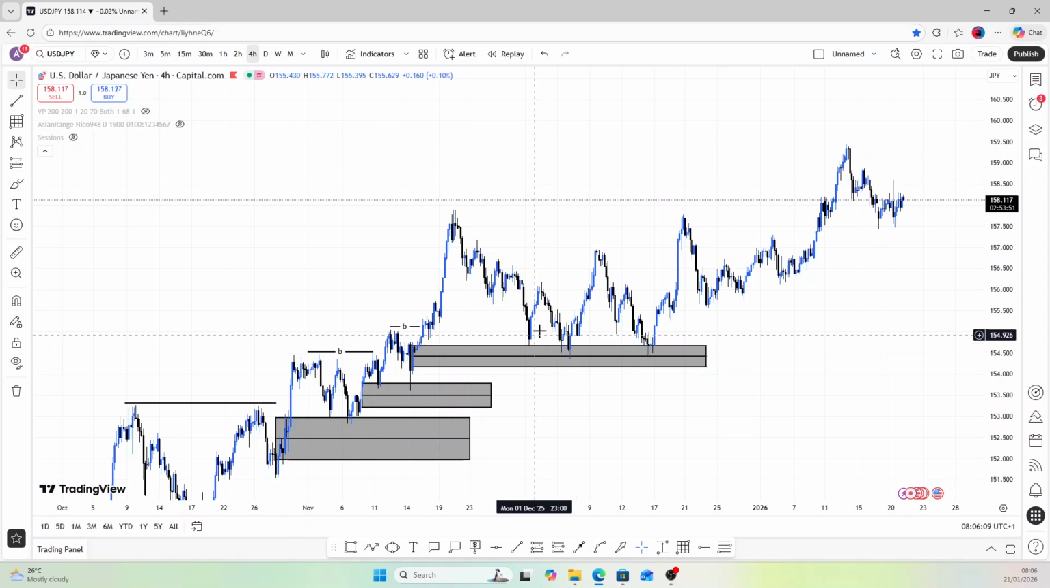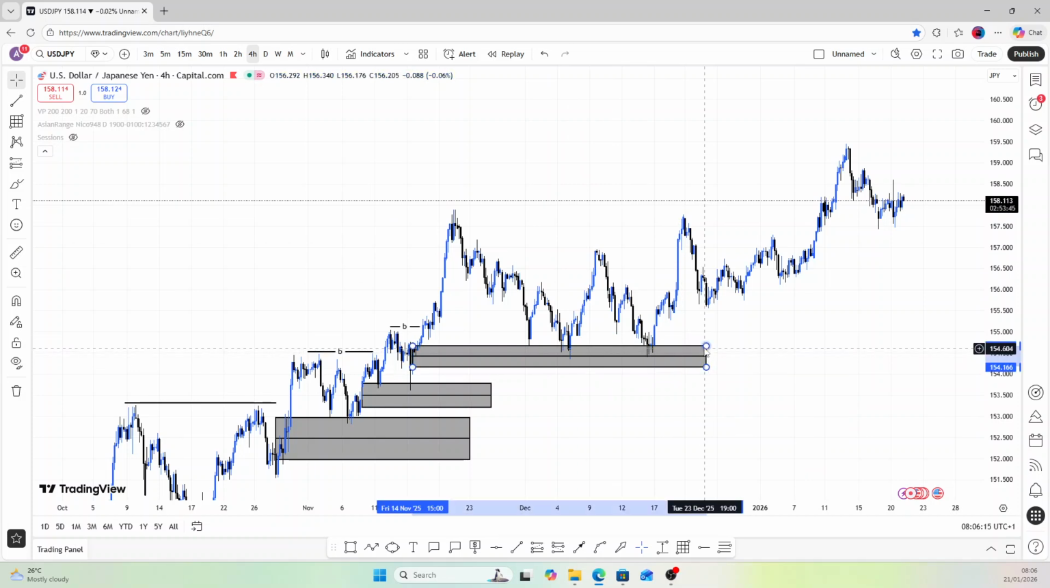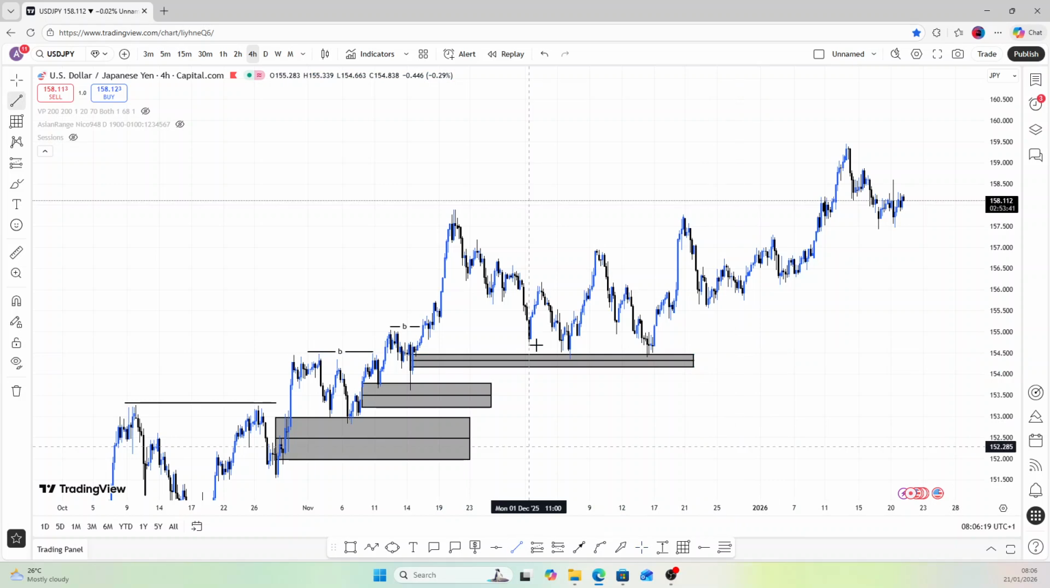Because when that change of character happens, it's a confirmation that we are about to move to the upside. And when I say a change of character, what do I mean? If you look closely at what happened here on this particular time frame, you'll see that this was the last break of structure to the downside. So this is what you're supposed to be observant about.